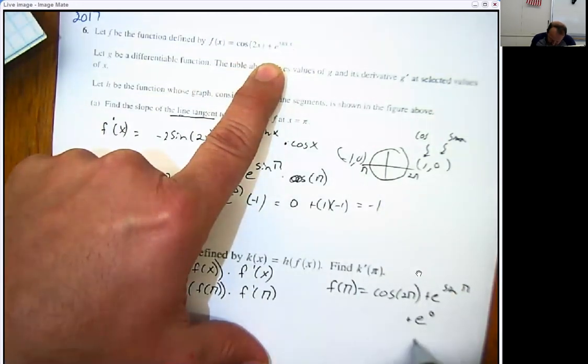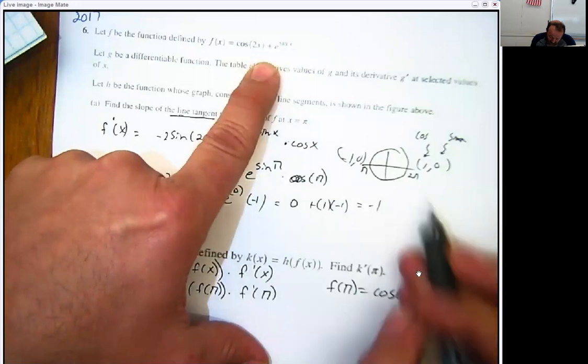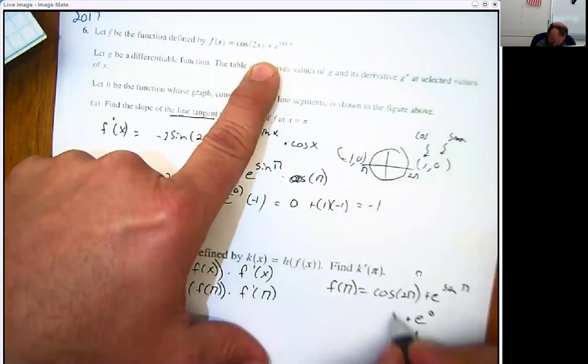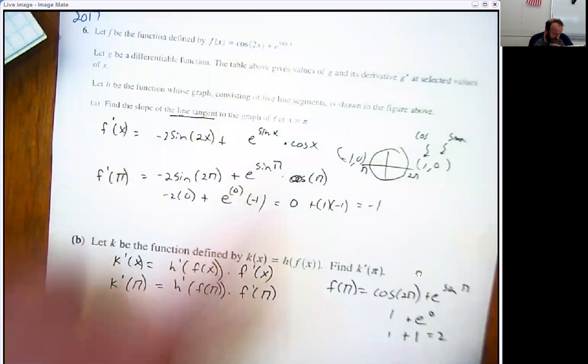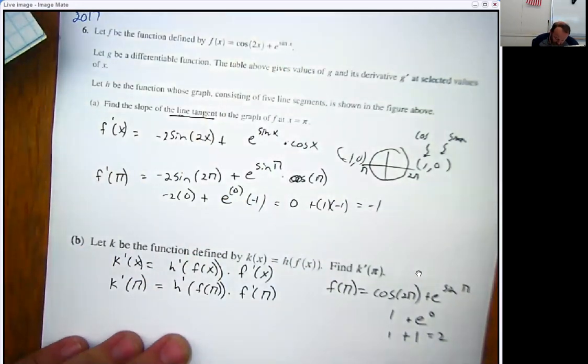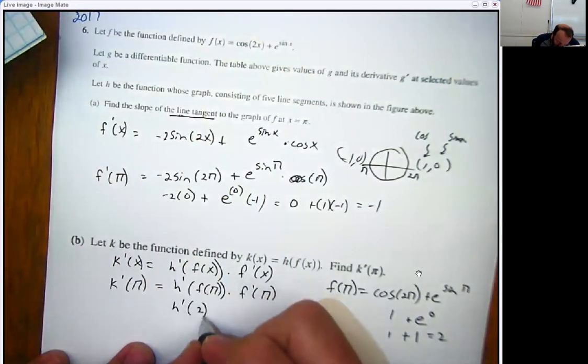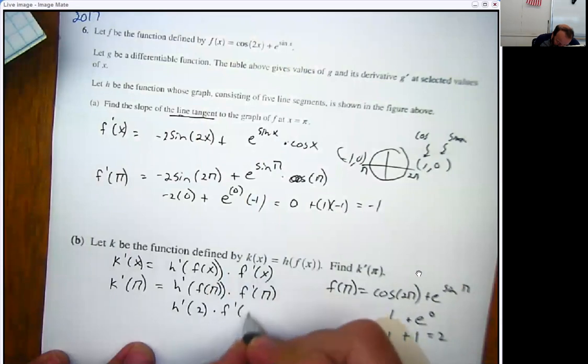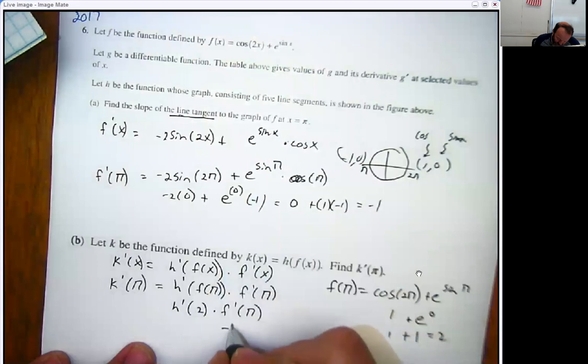And we already figured out that that's a 1. And the cosine of 2 pi right here is 1. So it looks like f of pi is the number 2. So we're looking at h prime of 2 times f prime of pi. And f prime of pi we found right here to be the number -1.